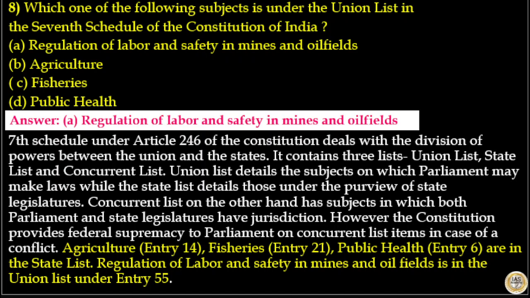Agriculture, fisheries and public health are in the State List. Regulation of labour and safety in mines and oil fields is in the Union List under Entry 55. So, here answer to this question is option A.